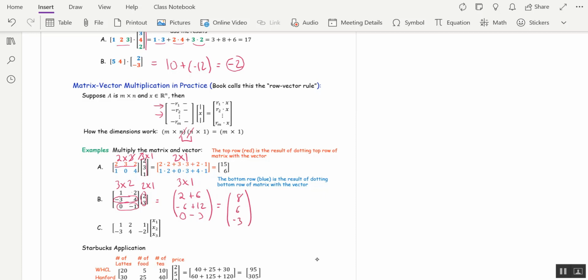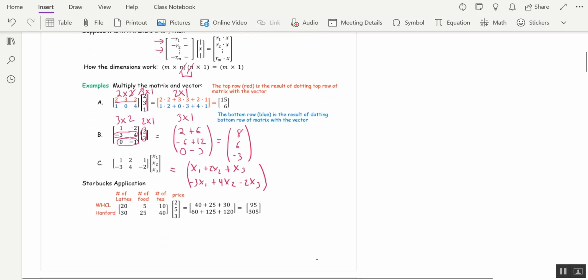All right, and the last one is going to look a little different because our vector is x1, x2, x3, but if I dot, I'm going to get a vector with 2 entries. The top entry will be x1 plus 2x2 plus x3, and the second entry will be negative 3x1 plus 4x2 minus 2x3, and that's it.